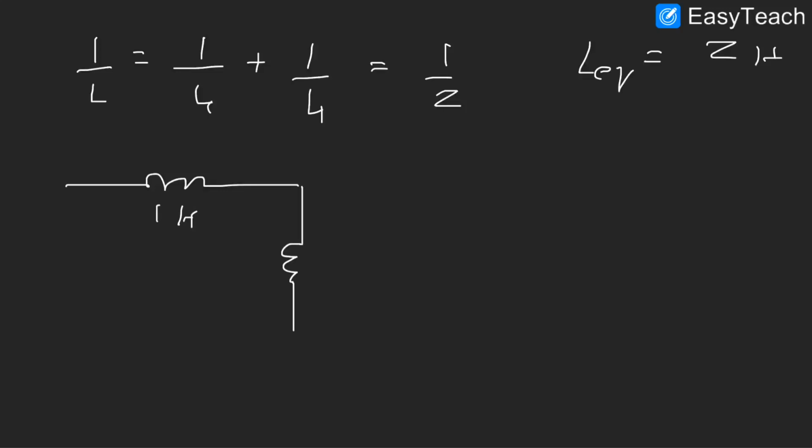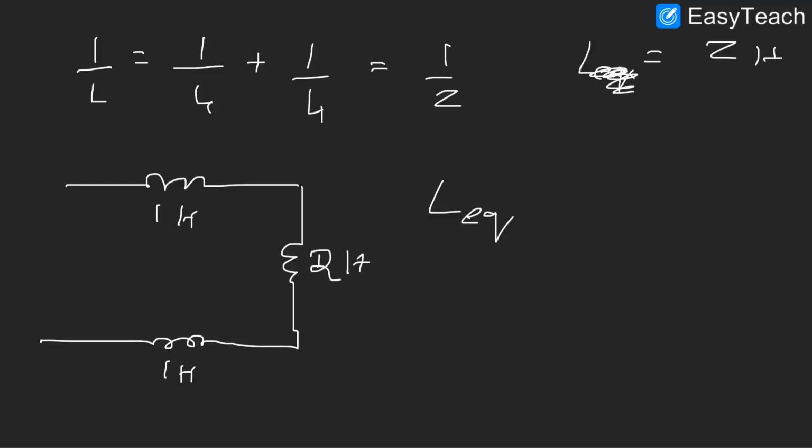So now I can write my circuit as having an inductance of 1 henry here, another inductor of 2 henry, and my final inductor of 1 henry. Now all three of them are in series. I'm not going to call this L equivalent because I'm using that term already, so it's going to be 1 plus 2 plus 1, which is 4 henry.